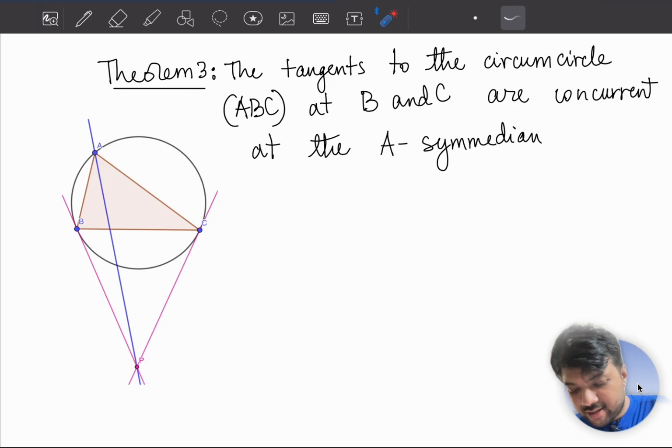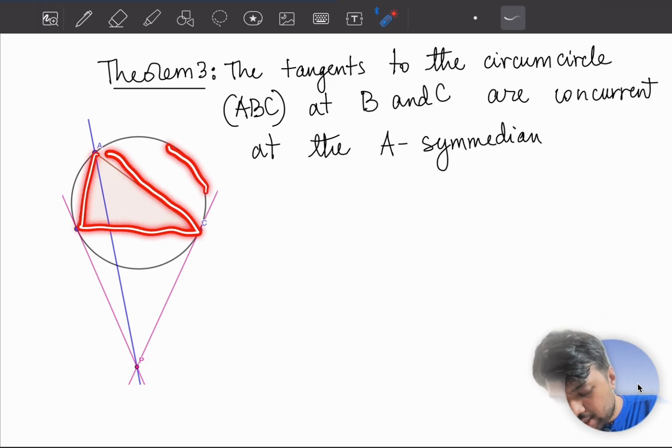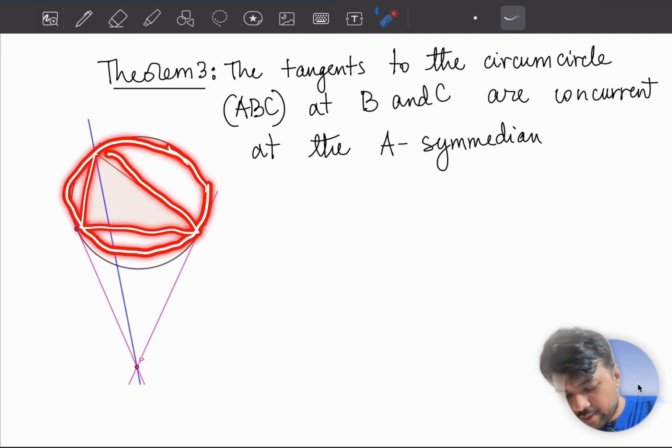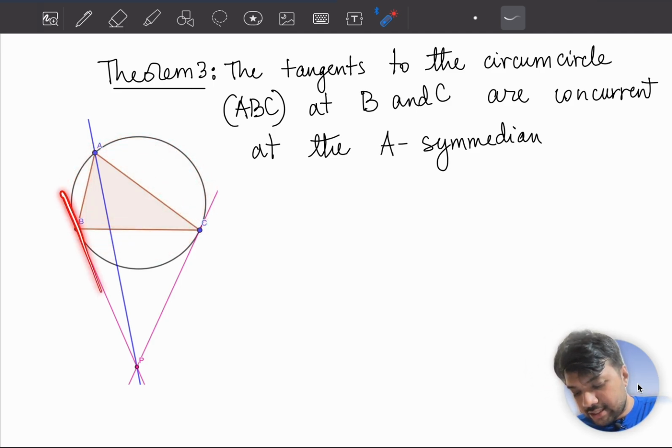That is, if you take a triangle and you draw its circumcircle, okay, then if you draw the tangents at the vertices B and C and you extend it to meet at some point P, then AP is in fact the A-symmedian. Amazing, right? Okay, let's see why. It's not hard to prove at all. All right, so that's what I've written in theorem 3.